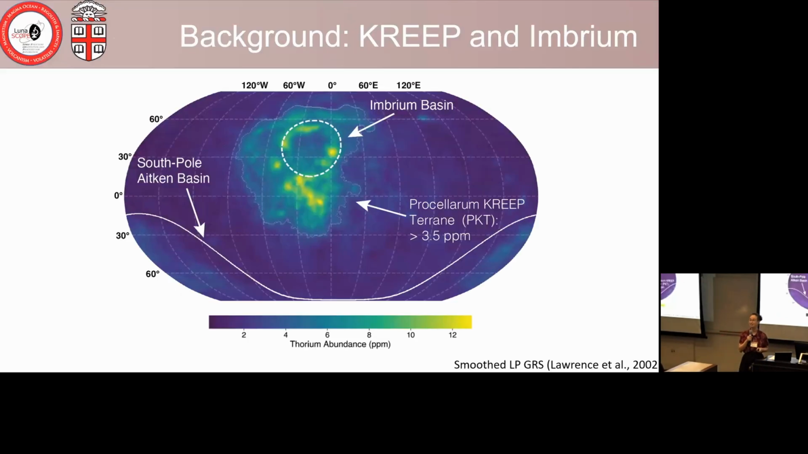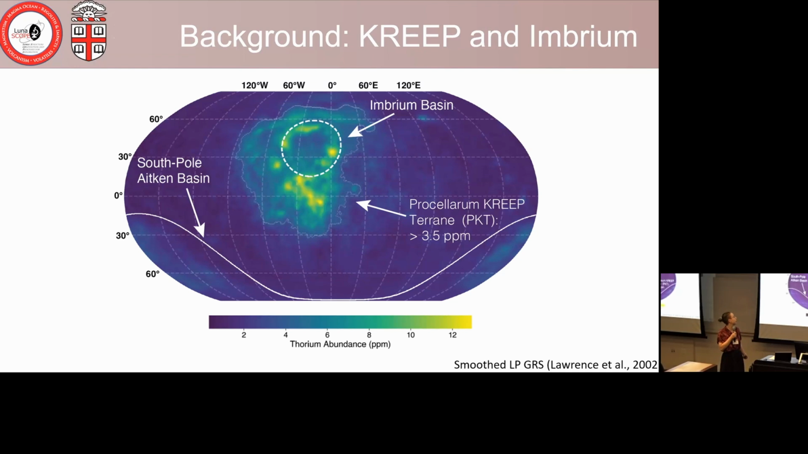As one of the previous talks really nicely set me up for this, I'm not going to talk too much about what creep is. But what I will tell you is that the Imbrium Basin, which is one of the youngest giant basins on the Moon, happens to be right in the center of the Procellarum creep terrain. So there has been a connection between the Imbrium basin and the thorium distribution of the surface, as was mentioned earlier, thorium being a proxy for creep, that has been known for several decades now.